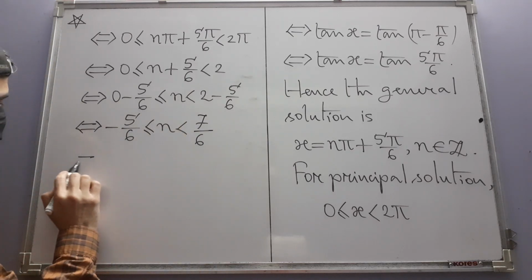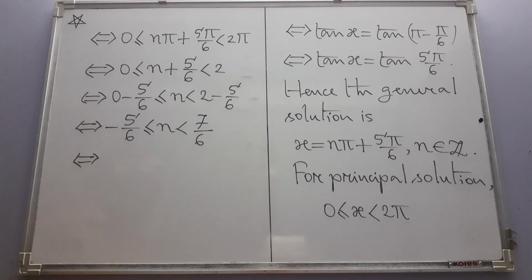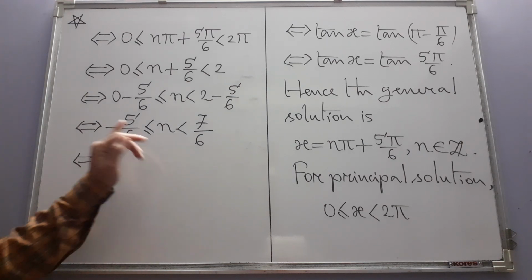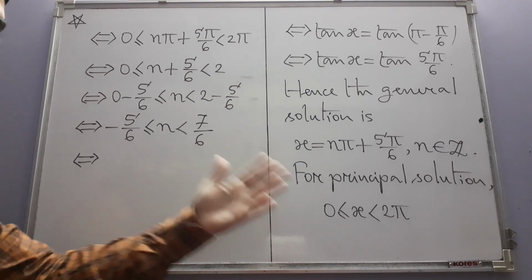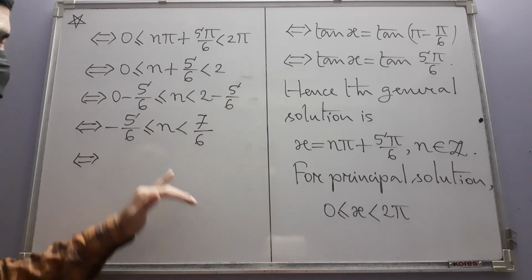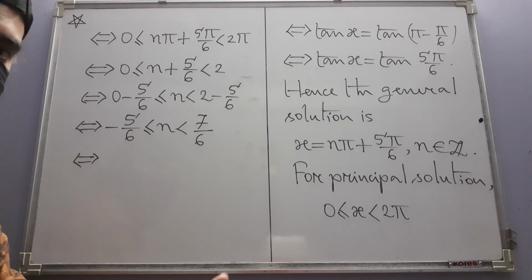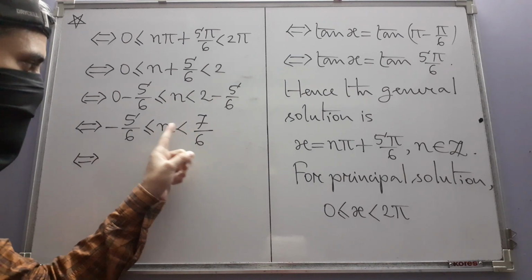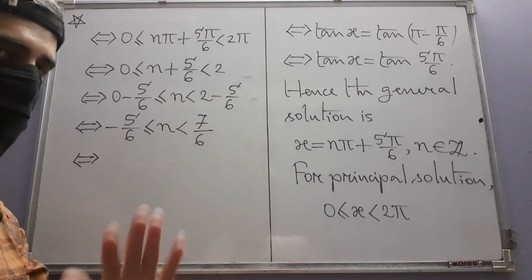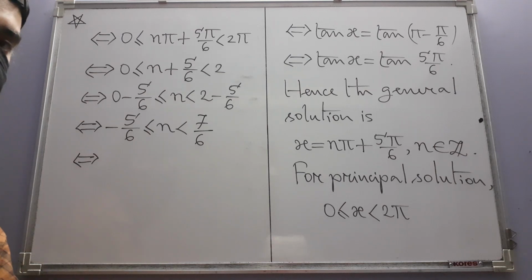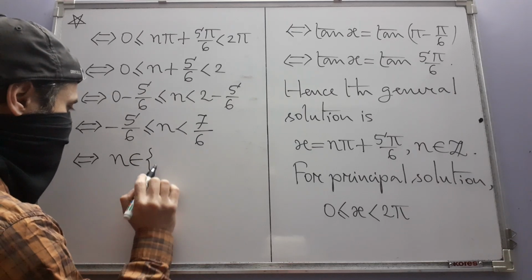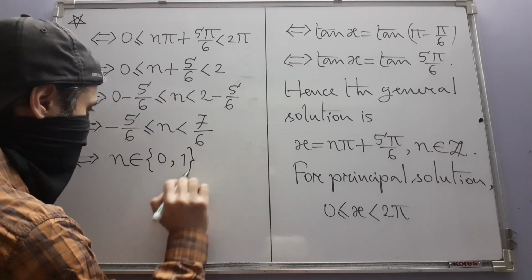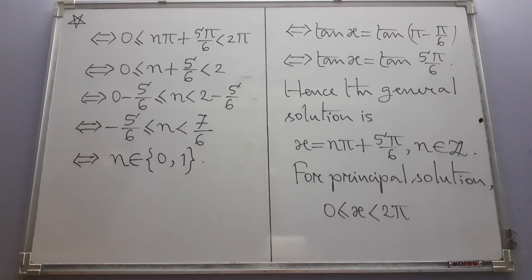Okay. Now what type of integers n satisfy these inequalities? N cannot be minus 1 because this lies to the right of minus 1, it is greater than minus 1. N can be 0 and n can be 1 because 7 is greater than 6. So 1 is less than 7 over 6, but n cannot be 2 because 12 is not less than 7. And that is why here also n is either 0 or 1.